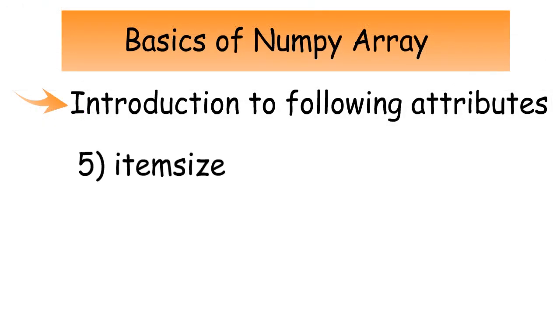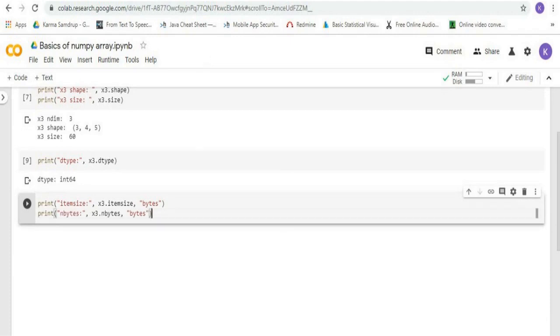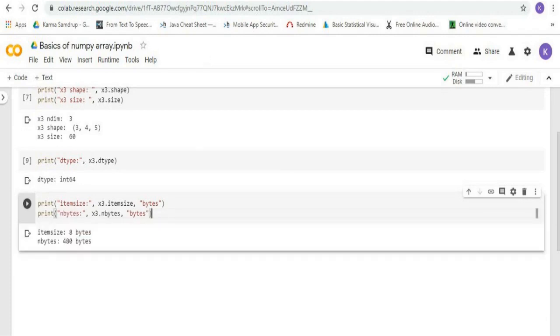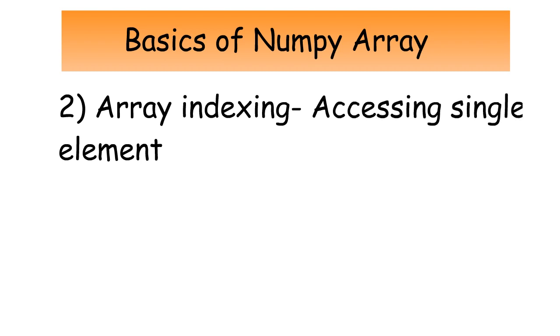Other attributes include itemsize, which lists the size in bytes of each array element, and nbytes, which lists the total size in bytes of the array. We'll try to print using these attributes. When we run this, we get the sizes in bytes as discussed above. Number 2 is array indexing, accessing single elements.